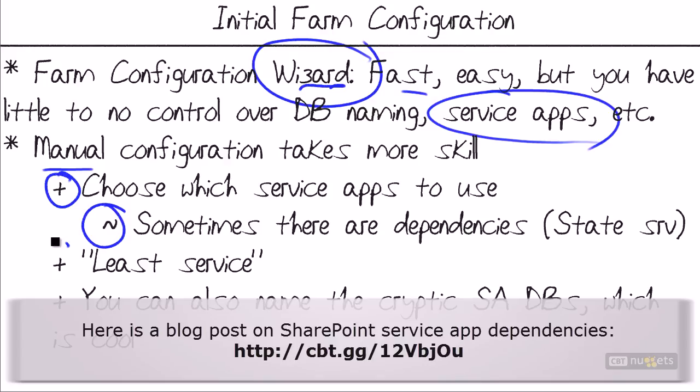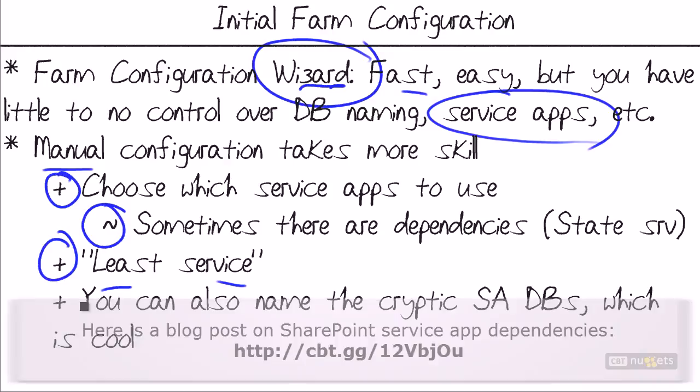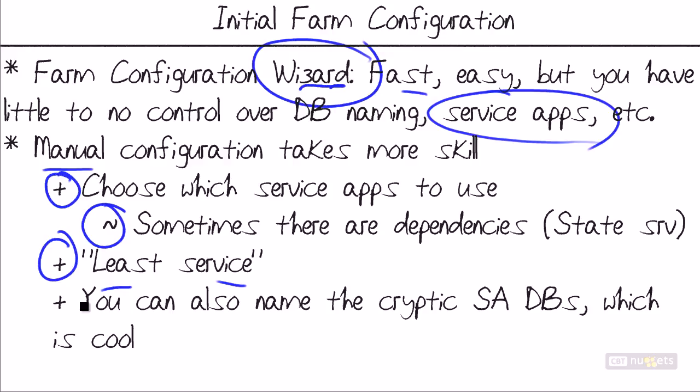The upshot, though, of course, is that you're subscribing to least service, which reduces or minimizes the attack surface of your farm and your SharePoint servers. And you're also, of course, improving the efficiency and the performance of the system because it's got CPU cycles and RAM and disk and network bandwidth to spare that it otherwise wouldn't just be uselessly cycling, you see?